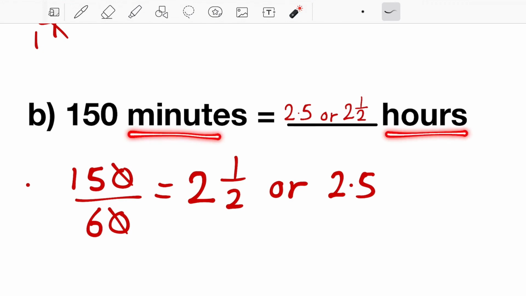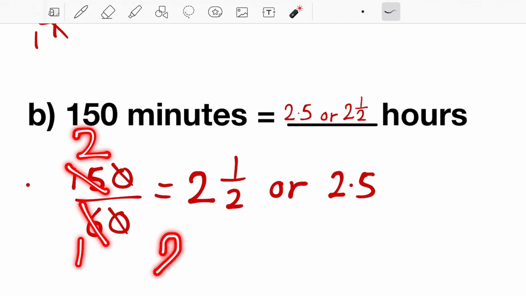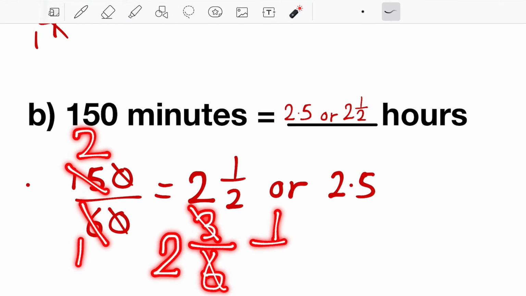Minutes to hours, we divide by 60. So we can cancel 1 and 0 on top with 1 and 0 below. 15 divided by 6. So we can say 6 into 6 is 1, 6 into 15 is 2. So that's 2 with a remainder of 3. We put the 3 back over the 6 because we divided by 6. 3 into 3 is 1. 3 into 6 is 2. So that's 2.5 hours.